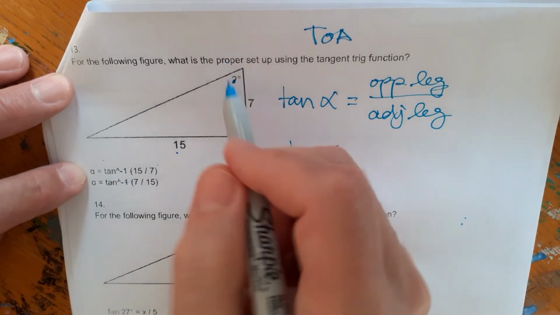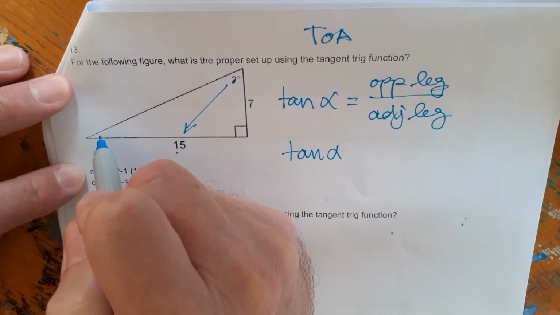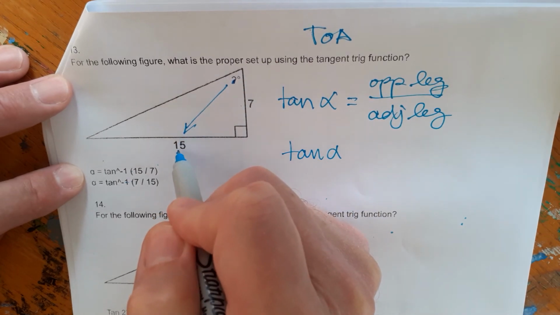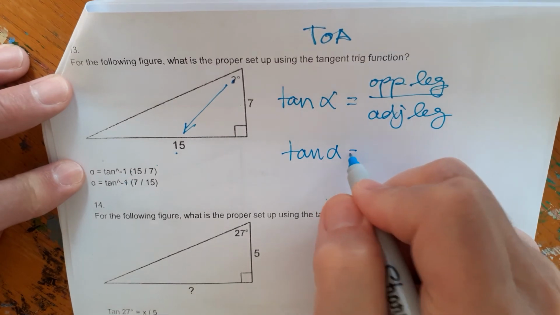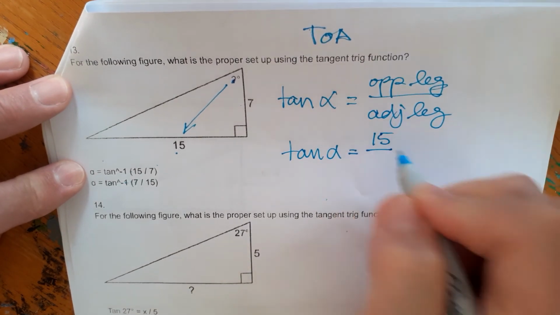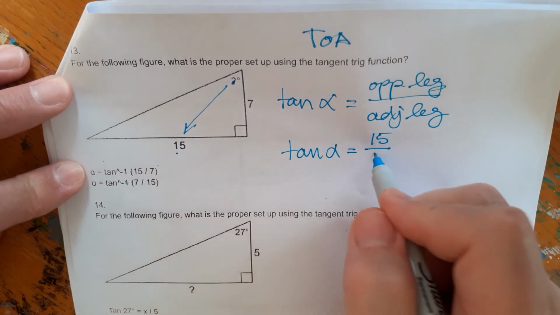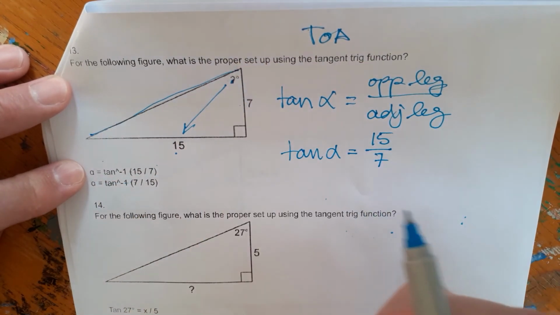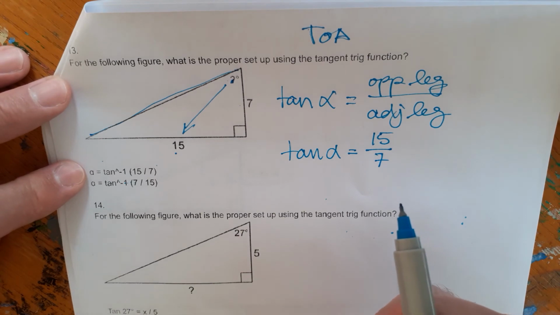That means the op leg is across from this. If my reference angle were there, the op leg would be over there. Okay, but it's not straight across. Op leg is across from the angle in geometry, so it's 15. I need an equals, a 15, a fraction bar, and then adj leg is 7. If it's adjacent, or next to, why isn't it this side? Because that's the hypotenuse, it's not a leg. Those are the names of the sides.